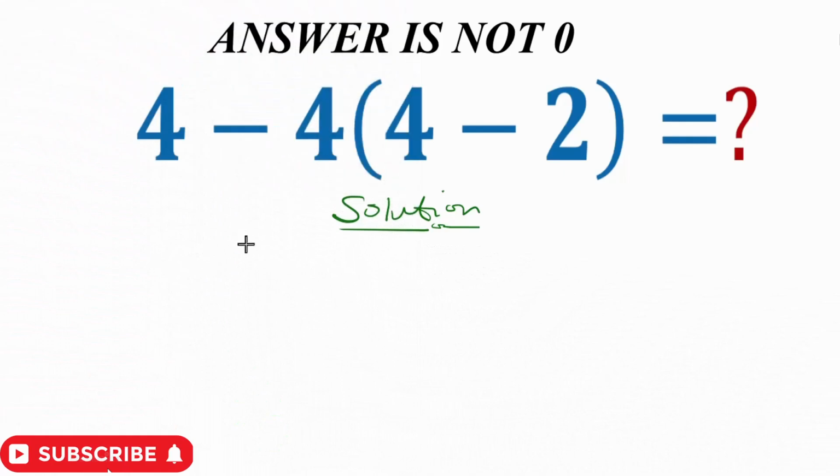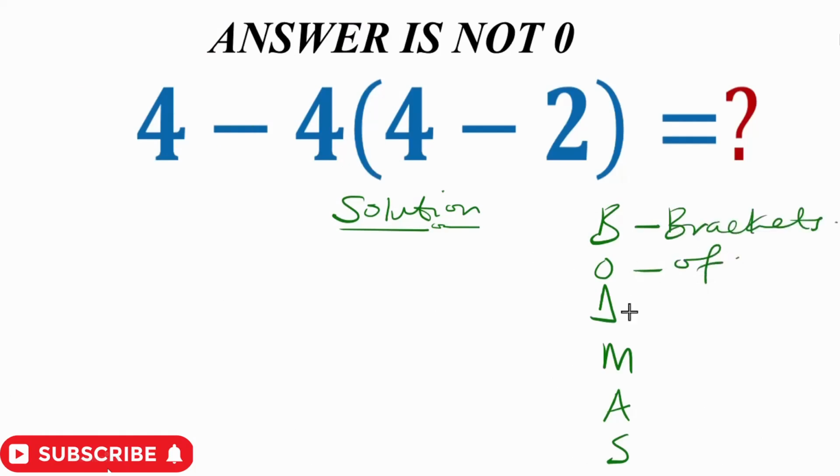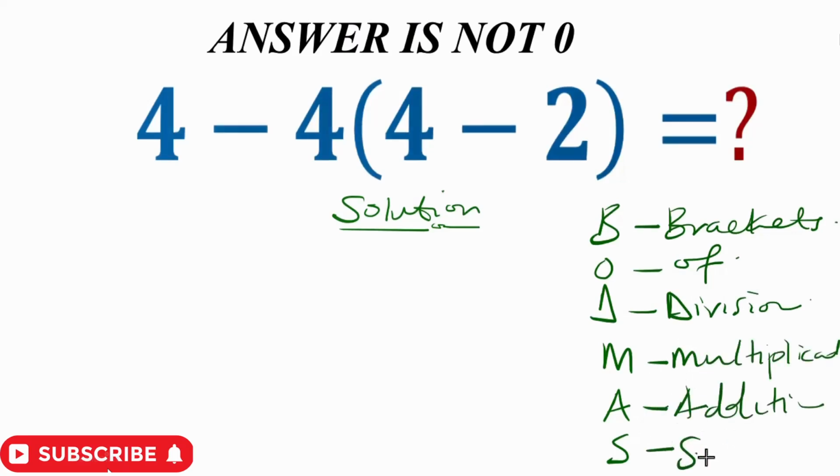In fact, in here we have to follow BODMAS, whereby B stands for brackets, O stands for of, D stands for division, M stands for multiplication, A stands for addition, and lastly A stands for subtraction. The order of priority decreases downwards, meaning that the bracket is given the first priority, followed by of, division, in that order. So now back to this expression.